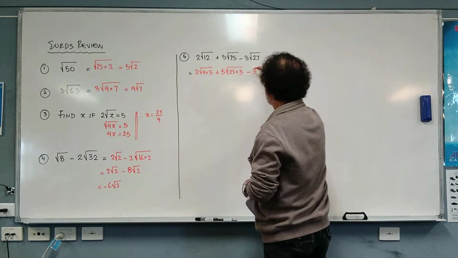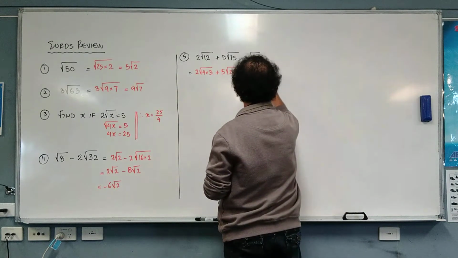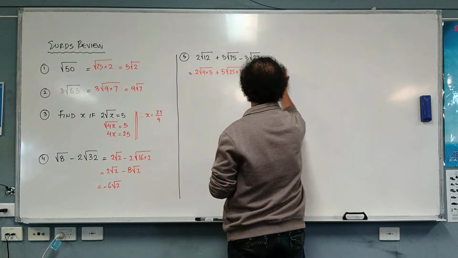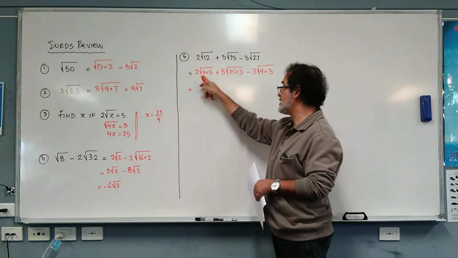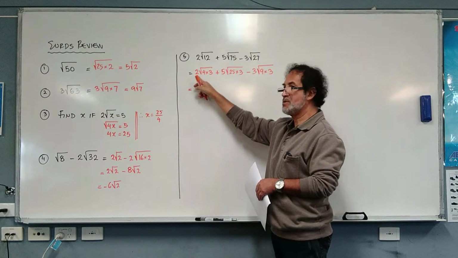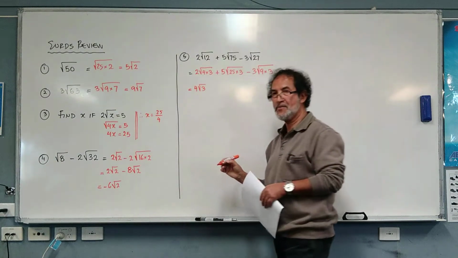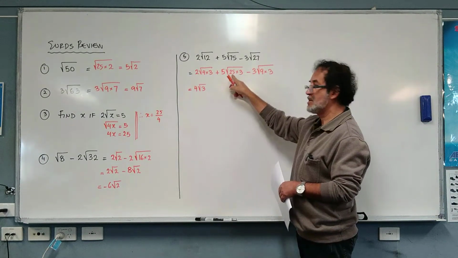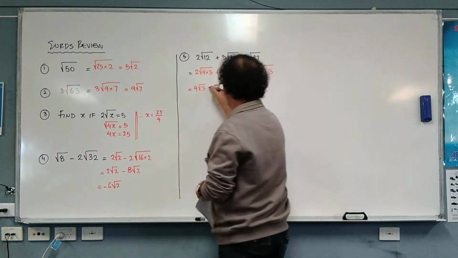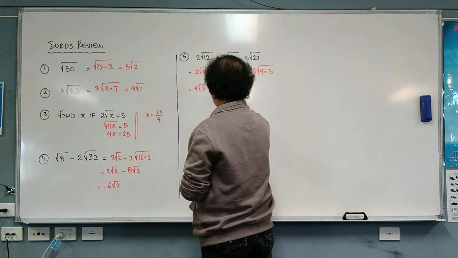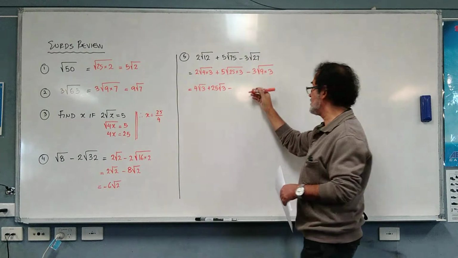And finally, the highest square number that goes into 27. How many times? Okay, and then we're going to simplify. So the answer for this, 2 times 2 is going to be equal to 4 square root of 3. This is going to be 5 times 5, which is 25 square root of 3. And this is going to be 3 times 3, which is 9.